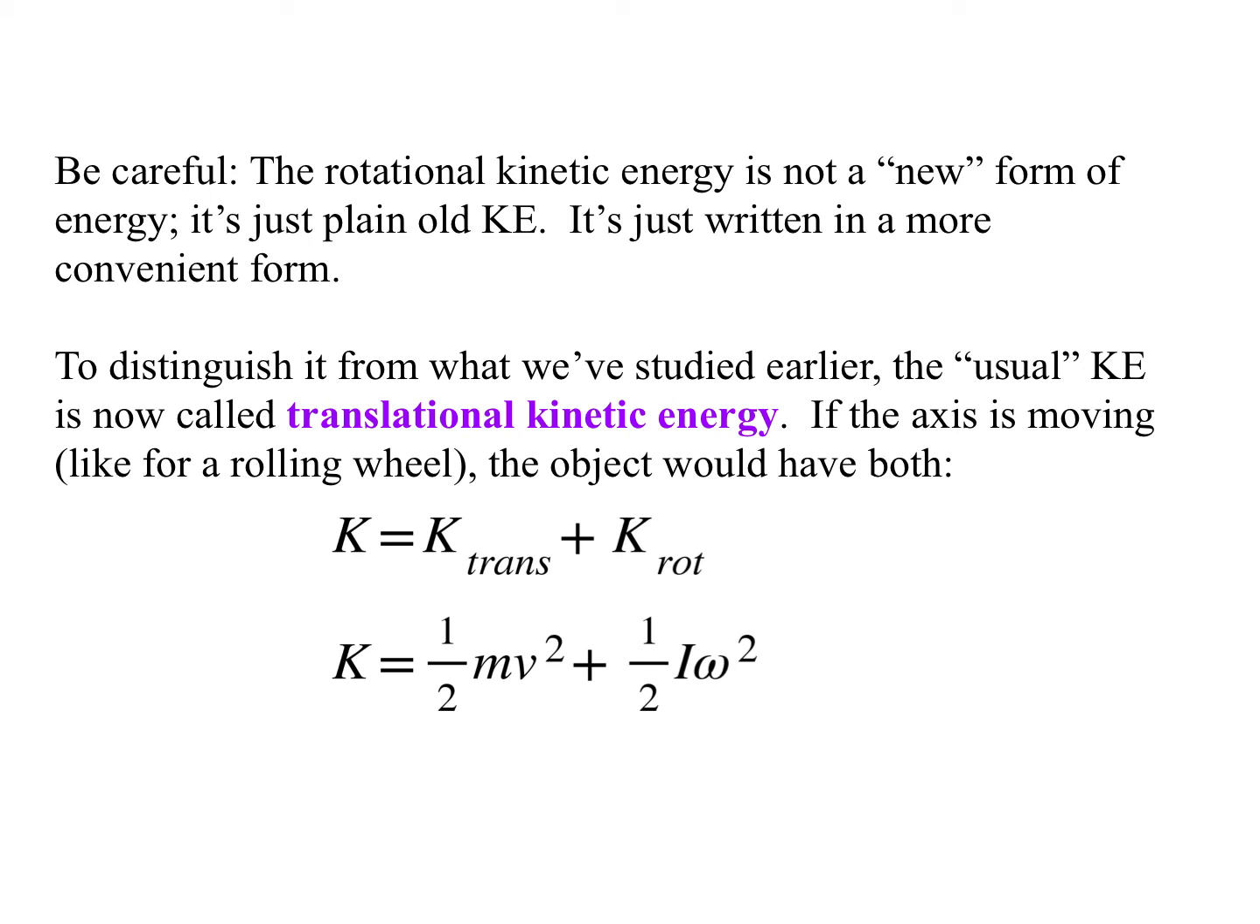So it isn't a new place that energy comes from. It's wrapped up in what we used to call the kinetic energy. To distinguish it from what we studied earlier, our usual kinetic energy is now called translational kinetic energy. And if the axis is moving, like for instance with a rolling wheel, the object would have both. The actual kinetic energy would be a sum of kinetic energy of translation plus kinetic energy of rotation, or K would be 1/2 mv squared plus 1/2 I omega squared.